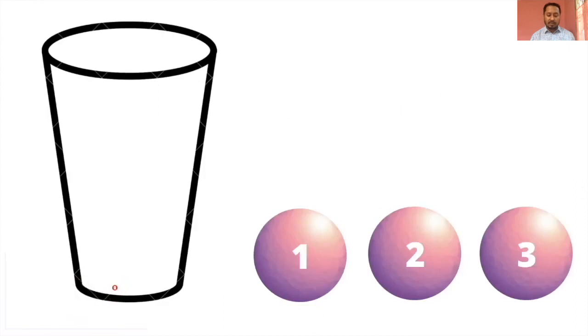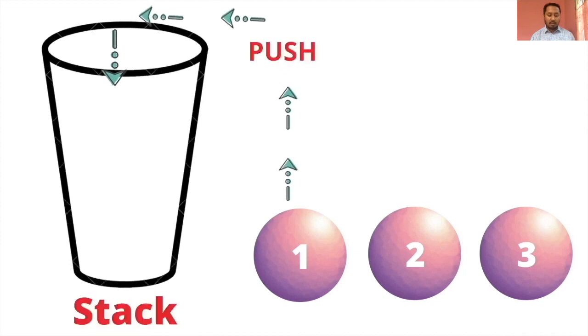We could add elements only at the top of the stack. Similarly, we could remove elements only from the top of the stack. That means those who come last will exit first. Now we want to add ball number 1 into the stack.